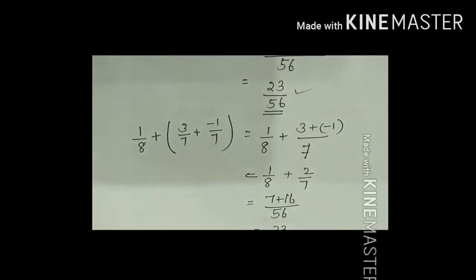That means for three rational numbers you can add in any order. The result will be the same. This is what is called the associative property.